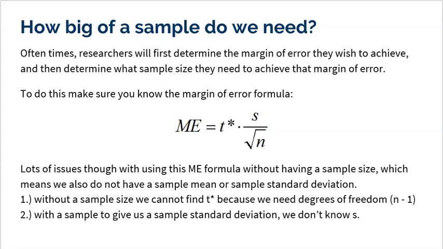But what sample size would I need to achieve that? So I could say that I want a 5-minute margin of error, but then I've got to solve for what sample size will produce that. But there are actually lots of issues to do this. So let's walk through those issues one at a time. If I know the margin of error and I'm solving for my sample size, then I do need to know T star.